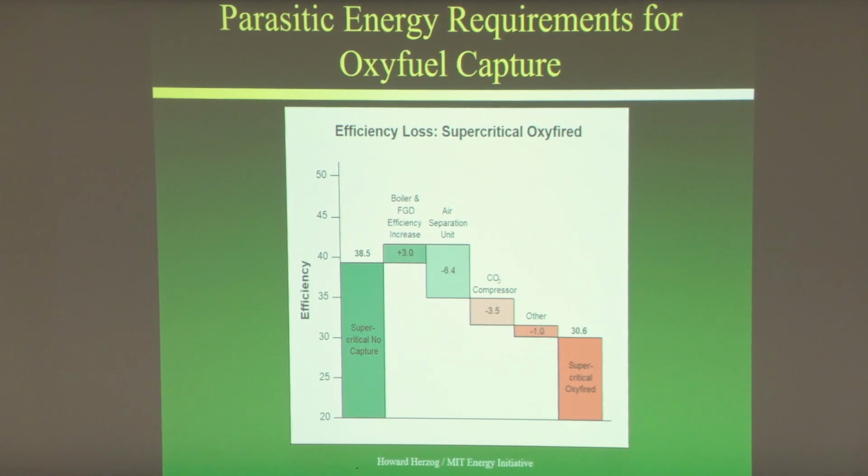How does this work? Once again, we have our supercritical no-capture plant at a 38.5% efficiency. We can maybe get a little increase due to the oxyfuel combustion. The air separation unit is our biggest chunk of energy use, and that's all electricity. So we don't have to worry about integrating the steam cycle. The CO2 compressor, similar to before, and other pumps and blowers, similar to before.